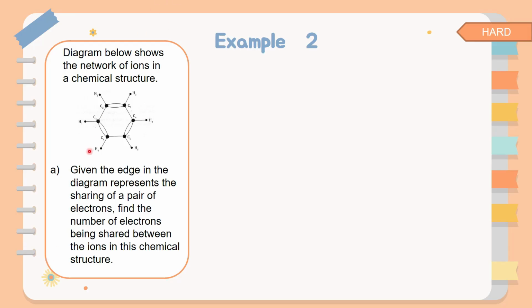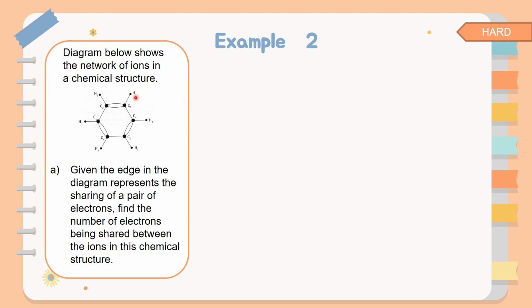This is what is meant by the H. So how many H are there? We count: 1, 2, 3, 4, 5, 6, 7, 8, 9, 10, 11, 12, 13, 14, 15. There are 15 H in this chemical structure.